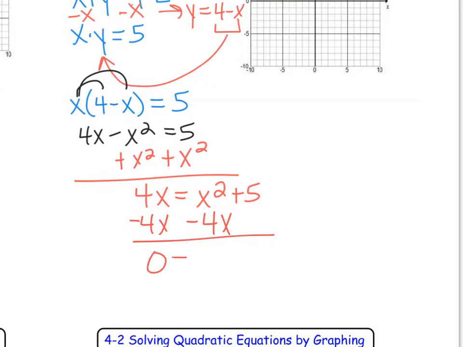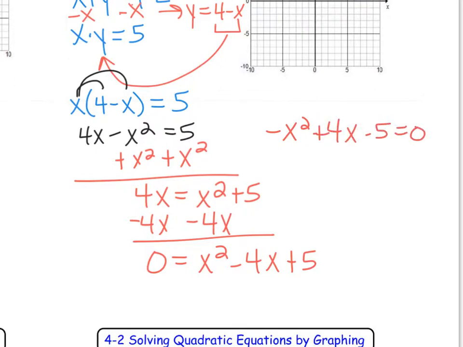So I get 0 is equal to the quadratic term, and then I'm going to put my negative 4x next so that it's in standard form, and then plus 5. So this is my equation, x squared minus 4x plus 5. If you did it the other way, you would have negative x squared plus 4x minus 5 equal to 0. And it doesn't matter which way you do it. I just think that keeping this positive, especially if you're doing it by hand, is easier.